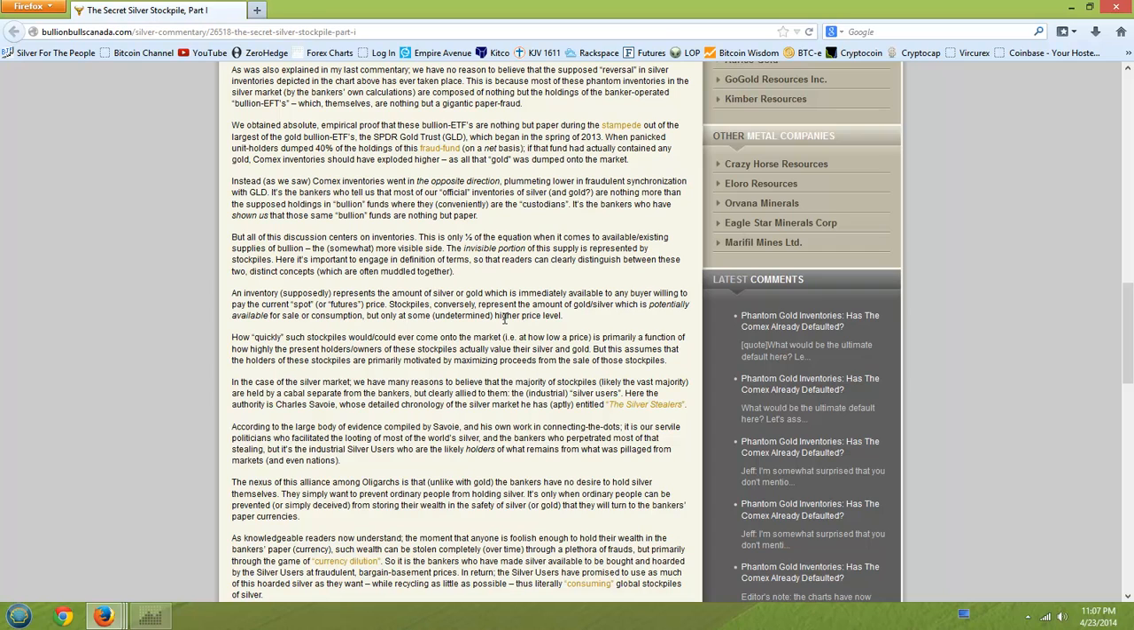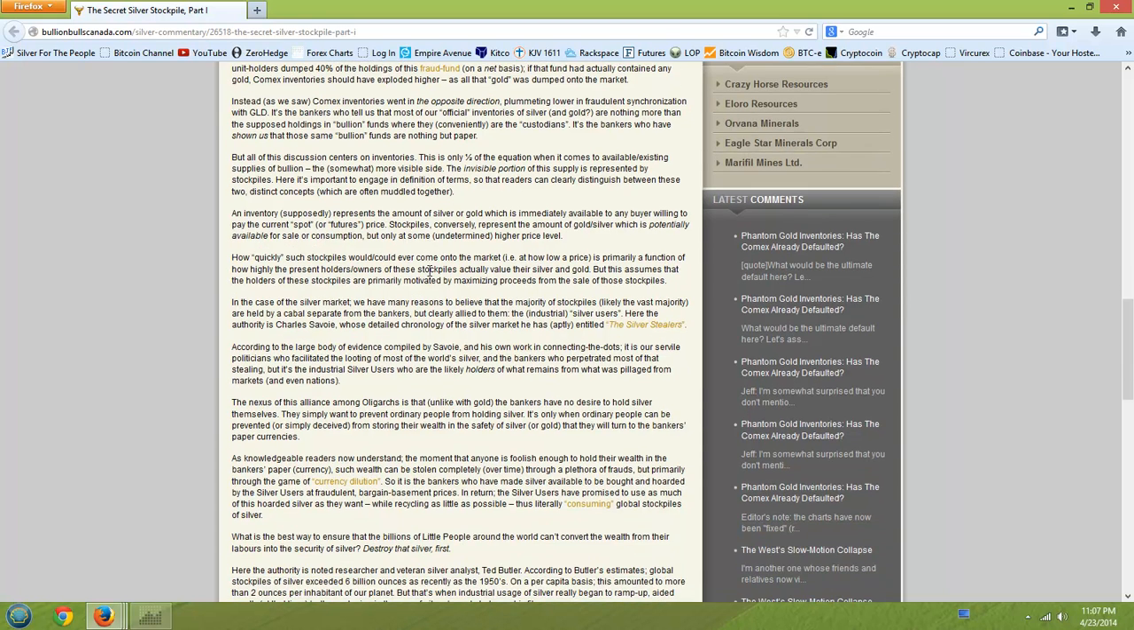But all of this discussion centers on inventories. That is only one half the equation when it comes to available existing supplies of bullion. The somewhat less visible side, the invisible portion of this supply, is represented by stockpiles. Here it's important to engage in a definition of terms so that readers can clearly distinguish between these two distinct concepts, which are often muddled together.